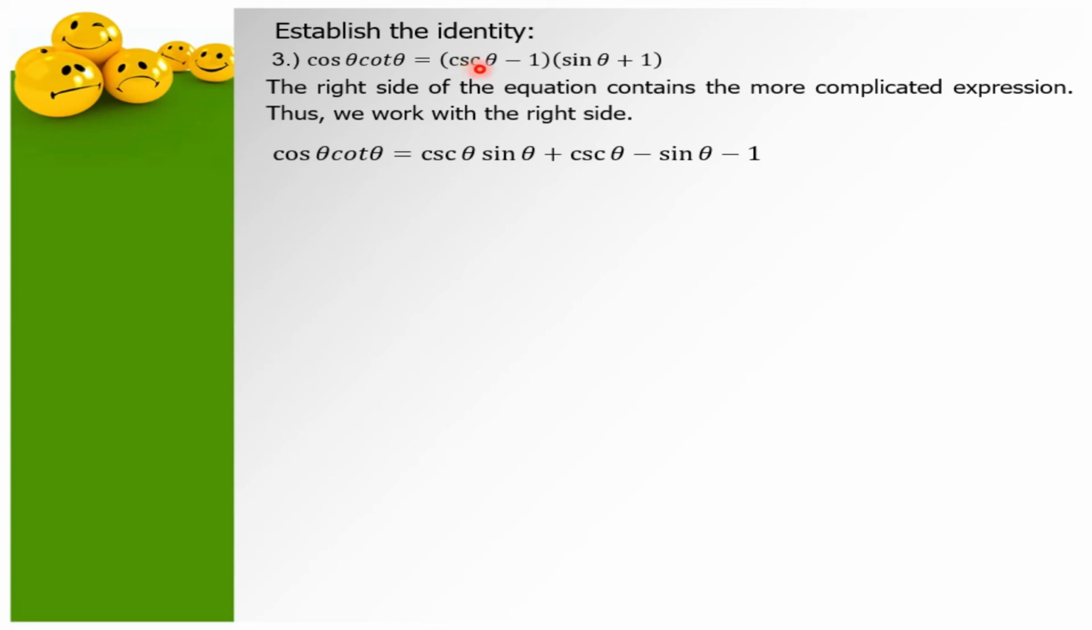So first, cosecant theta times sine theta, that gives us cosecant theta times sine theta. Cosecant theta times 1, that is positive cosecant theta. Negative 1 times sine theta, that will give us negative sine theta. Negative 1 times positive 1, that will give us negative 1. Okay? So simplify lang natin yan mga boss. Minultiply natin yung dalawang binomials. Okay? So, next, ano yung gagawin natin?